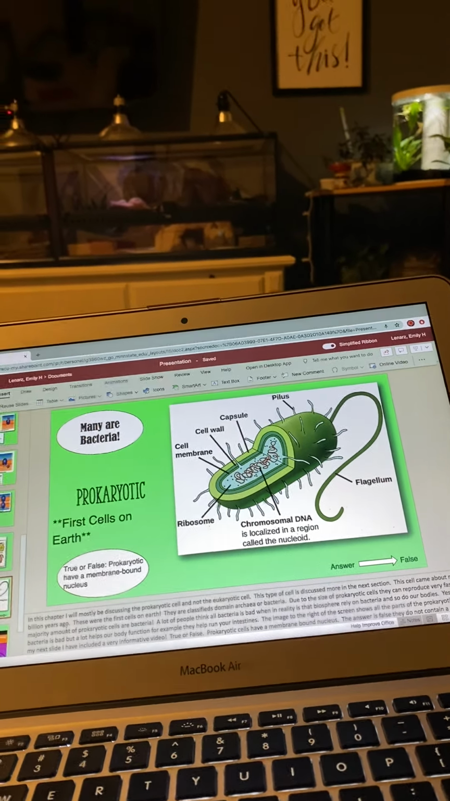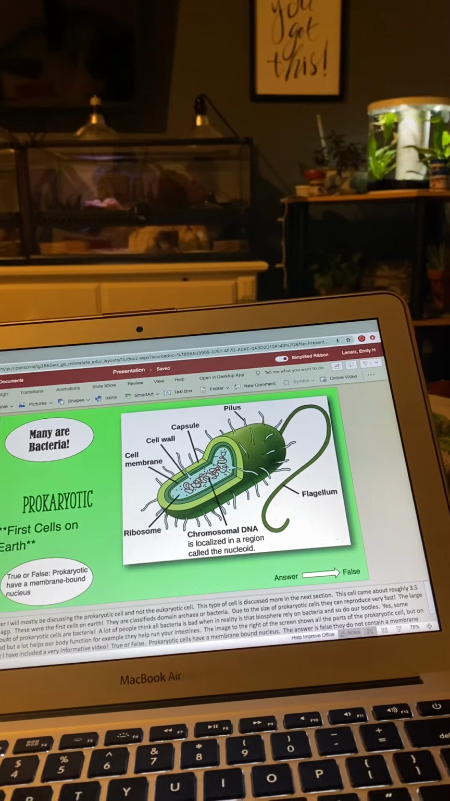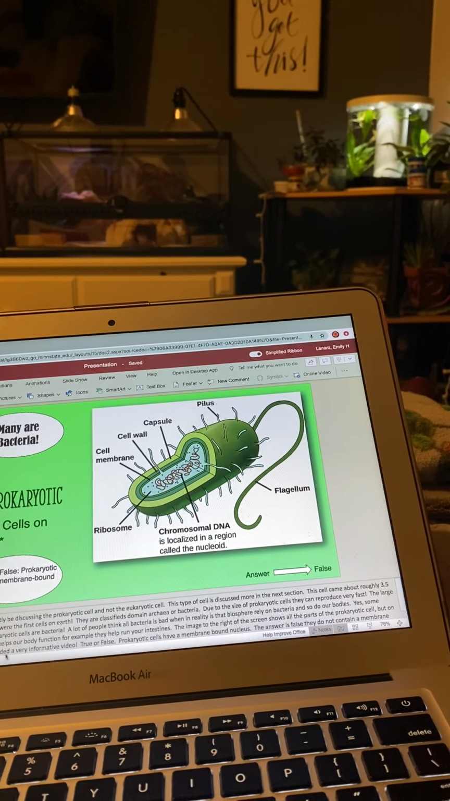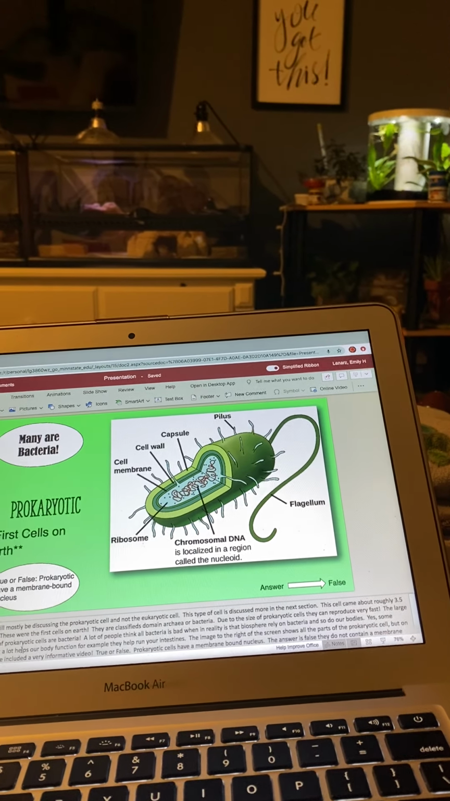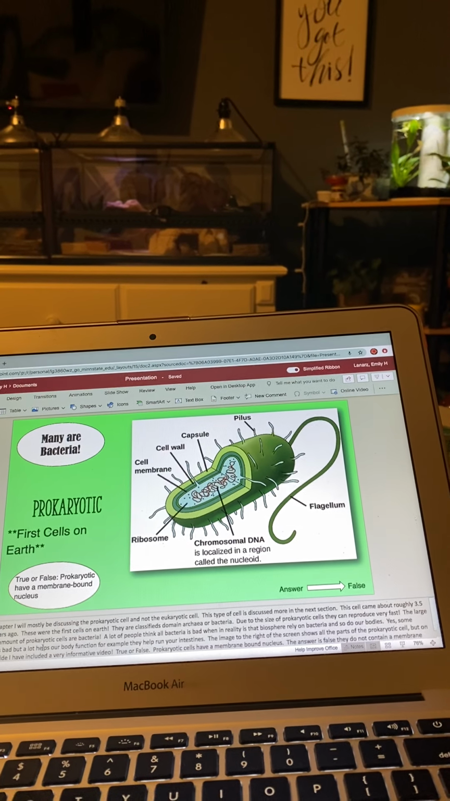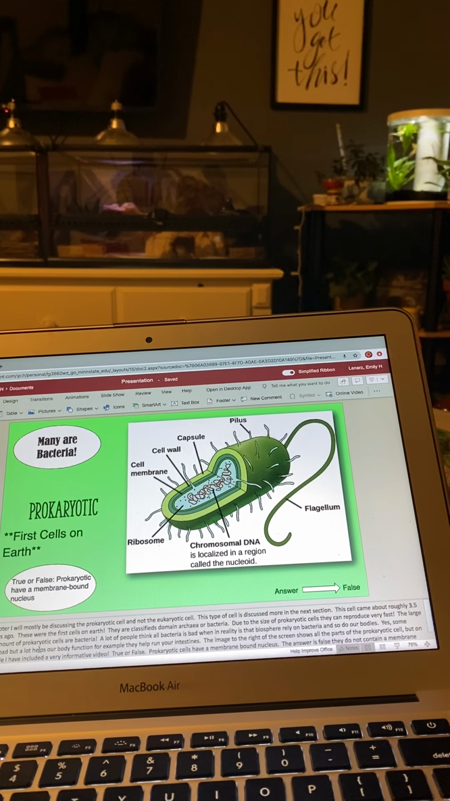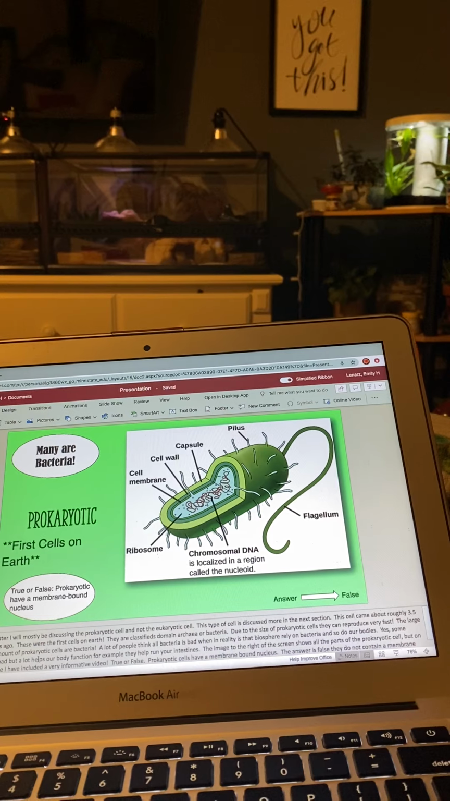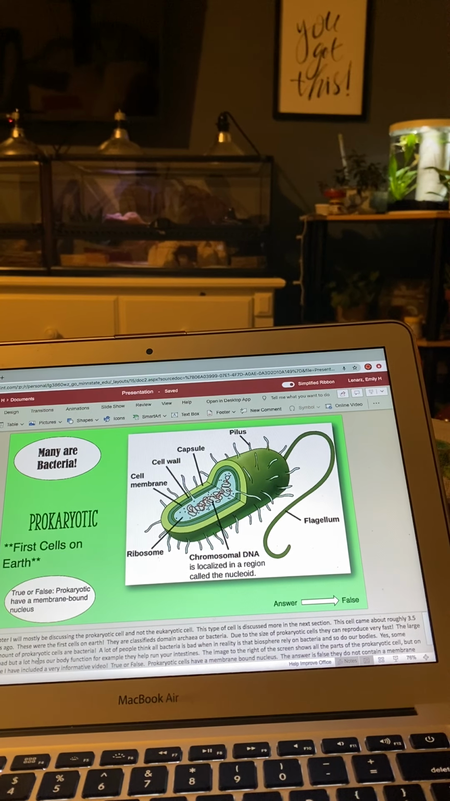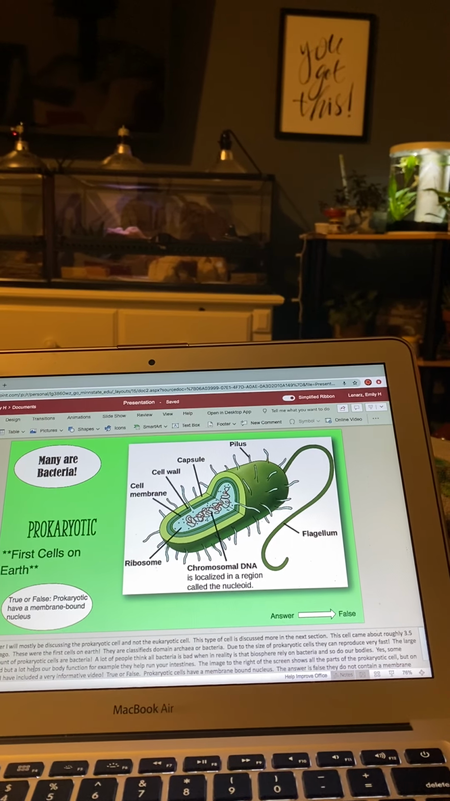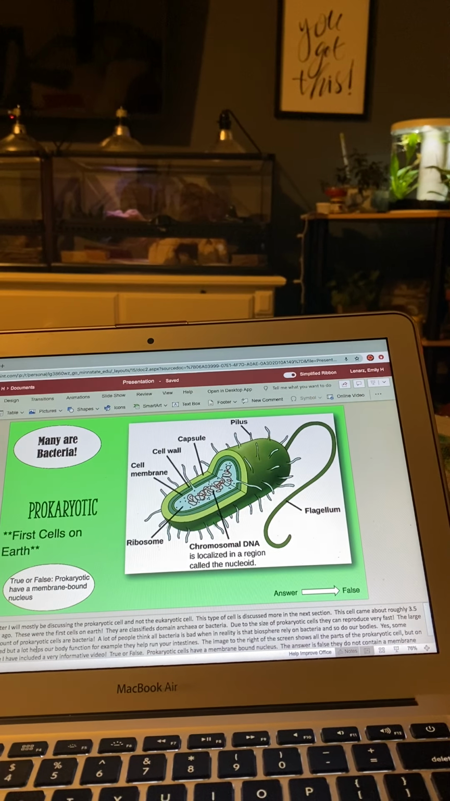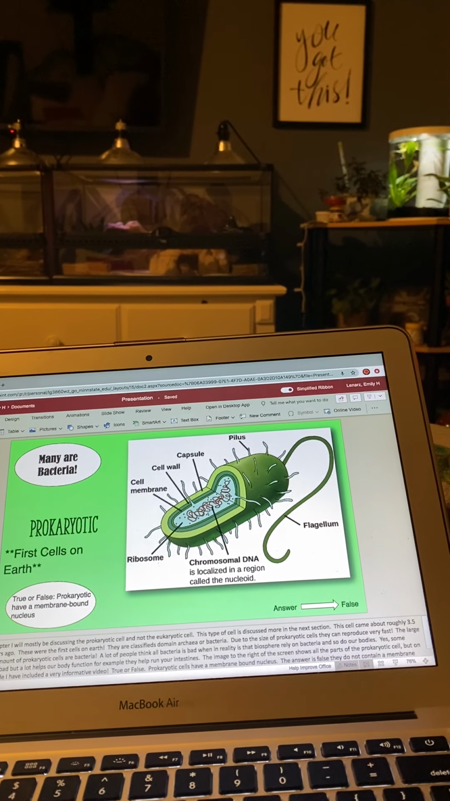Prokaryotic. In this chapter, I will mostly be discussing the prokaryotic cell and not the eukaryotic cell. This type of cell is discussed more in the next section. This cell came roughly 3.5 billion years ago. These were the first cells on Earth. They are classified in the domain archaea or bacteria. Due to the size of prokaryotic cells, they can reproduce very fast. The large majority of prokaryotic cells are bacteria.